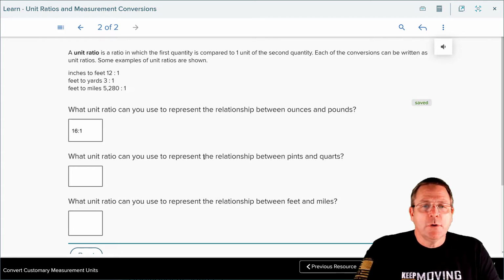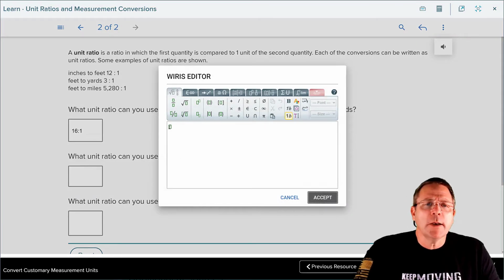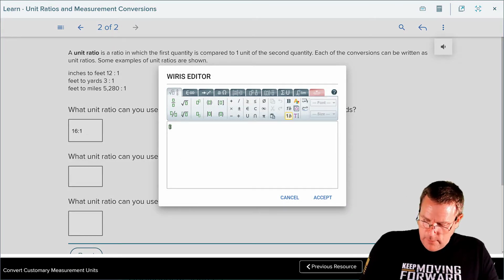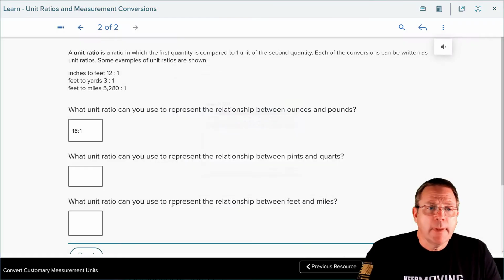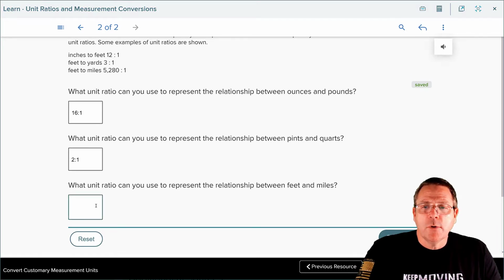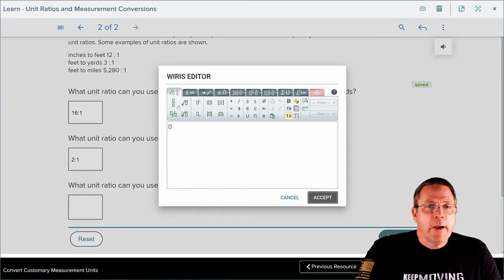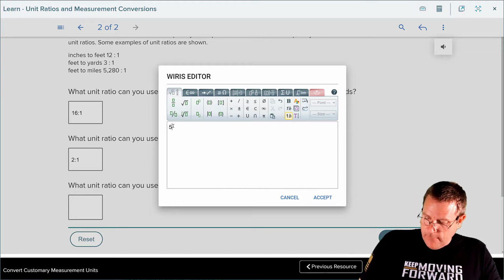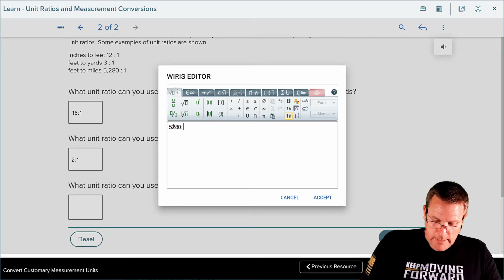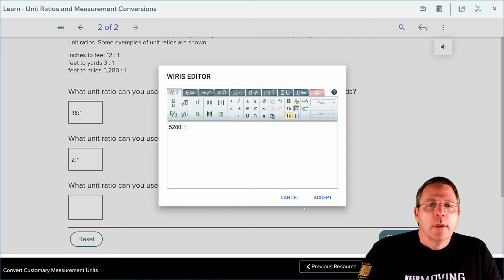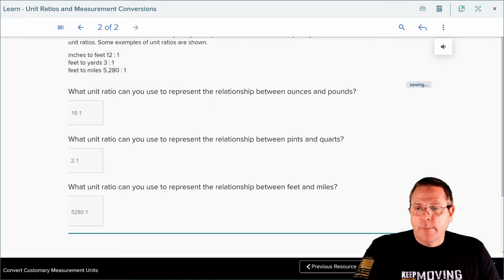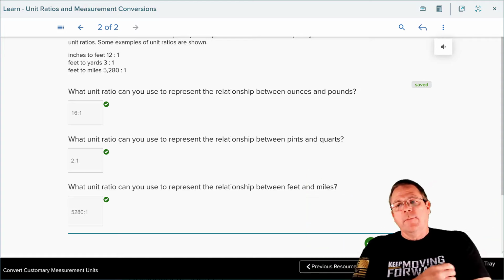What unit ratio can you use to represent the relationship between pints and quarts? Well, what was it? I'm thinking it was 2. I'm not really good on that, but we're going to try it anyhow. So I'm going to say that there is going to be 2 pints in 1 quart. I think that's it. And then what unit ratio is there between feet and miles? Now that one I know solid. That is going to be 5,280 feet to 1 mile. So then we're going to accept that. Let's check my answers, and woohoo, I even got the middle one right.